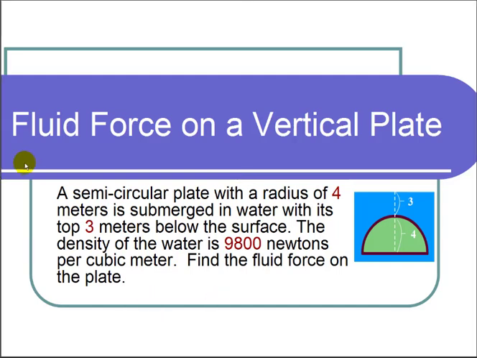In this video, we will find the fluid force on a semicircular vertical plate. The question states, a semicircular plate with a radius of 4 meters is submerged in water with its top 3 meters below the surface. The density of the water is 9,800 newtons per cubic meter. Find the fluid force on the plate.